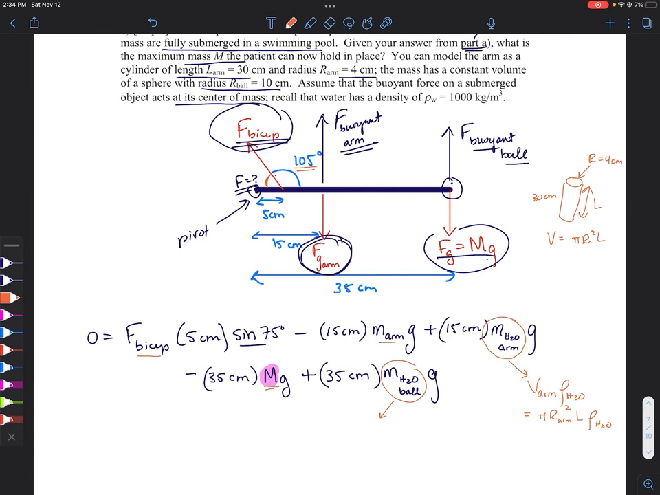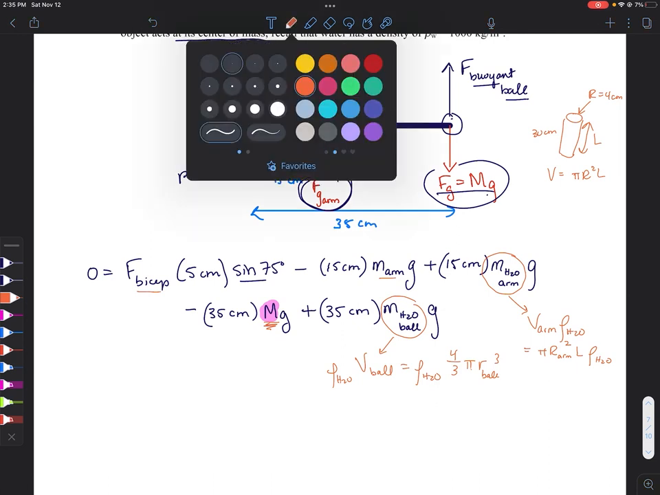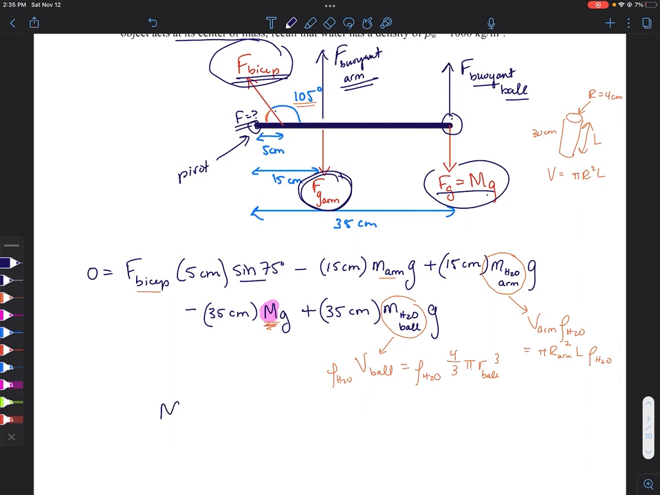So the mass of the water displaced by the ball is going to be the density of water times the volume of the ball, which will be rho water times the volume of the ball, 4/3 pi times the radius of the ball cubed. Now we can solve for m, and if we plug in all of these numbers, we're going to get that the biggest mass that the person can hold is 40 kilograms.